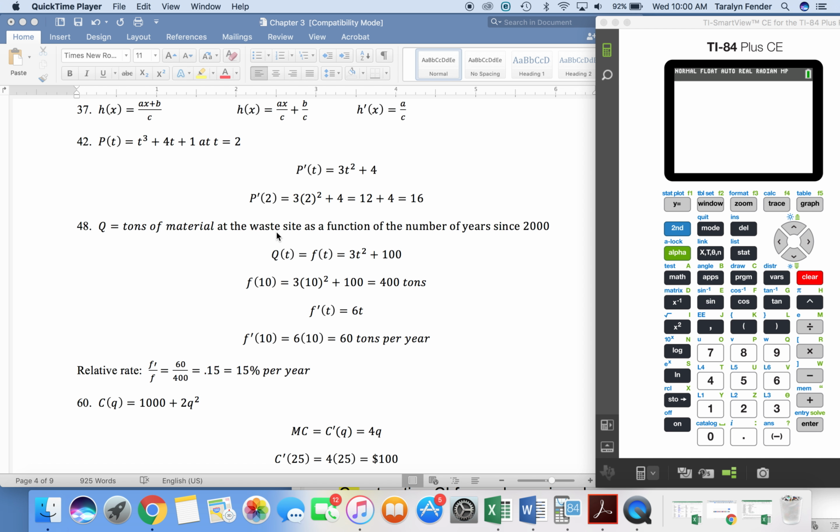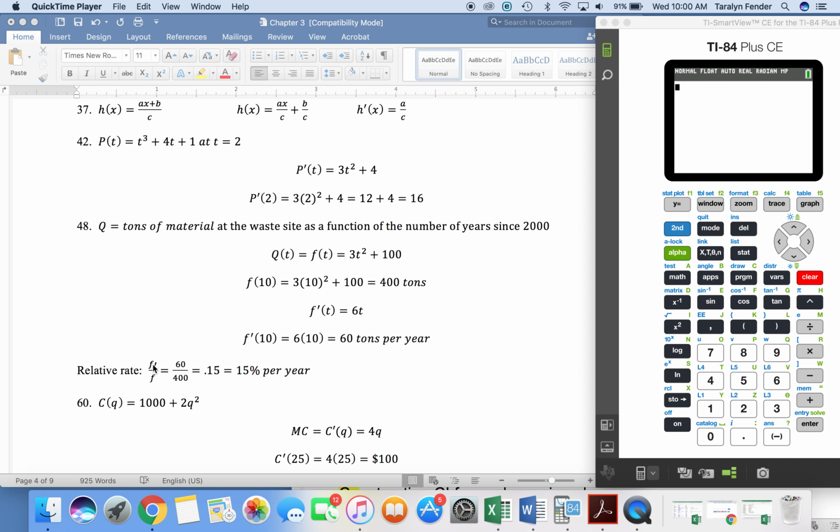Q is equal to tons of material of waste at a waste site as a function of the number of years since 2000. So Q of t, which is equal to f of t, is equal to 3t squared plus 100. We want to find the value at that point, so we plug in 10. 3 times 10 squared plus 100 equals 400 tons, and now we take the derivative. 2 times 3 is 6, 2 minus 1 is 1, so the derivative function is 6t. So the derivative when t is 10 is equal to 60. So that means the waste site is increasing by 60 tons per year.